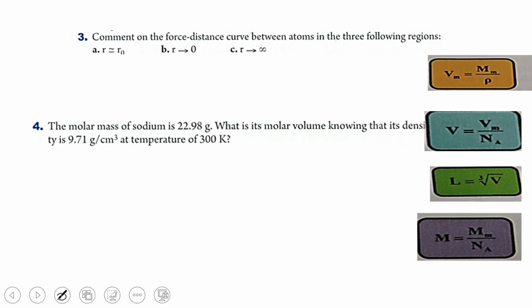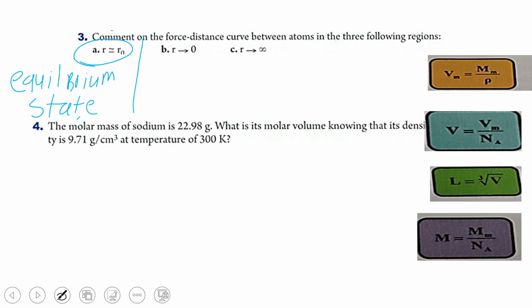Just write the type. The first one, A: R equal to R naught, or close, approximately equal to each other. If both distances are equal, the type of the force is an equilibrium state, or there is no force. Equilibrium state.